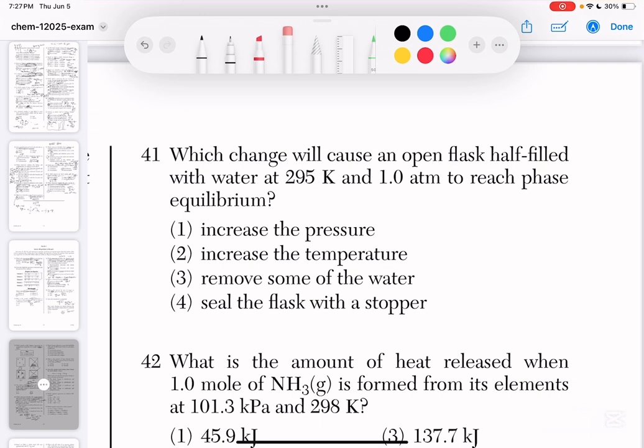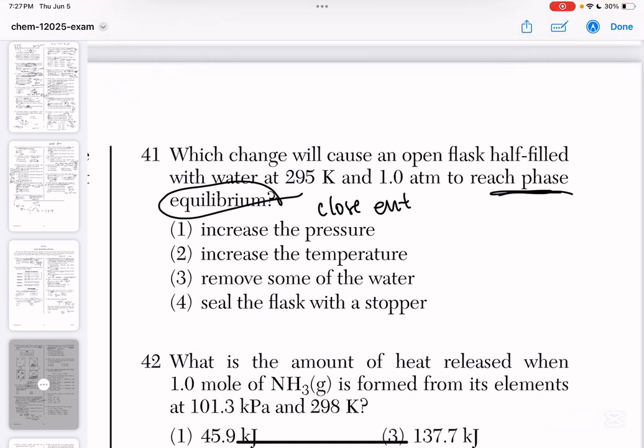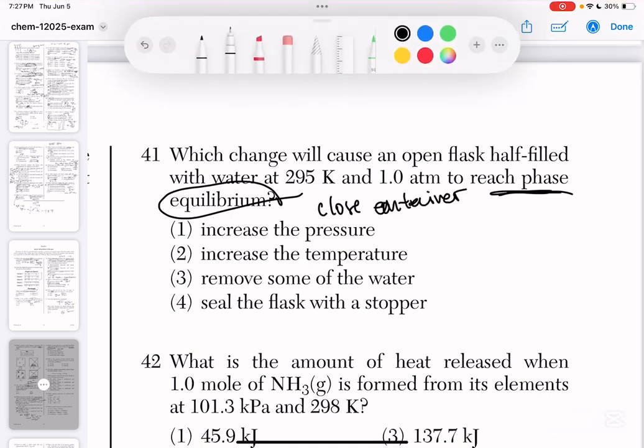Which change will cause an open flask half filled with water to reach phase equilibrium? Okay, in order for something to reach equilibrium, you have to make sure that it's in a closed container. So we should just seal the flask with a stopper so that you don't have things escaping, right? Because if you always had things leaving the container, the vessel, you would never reach equilibrium.